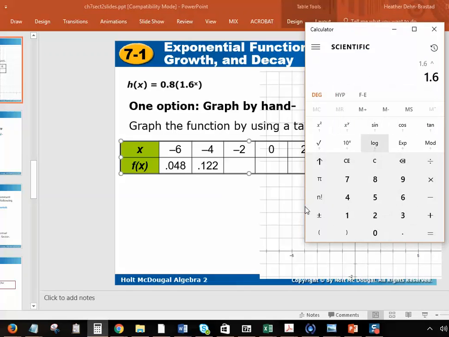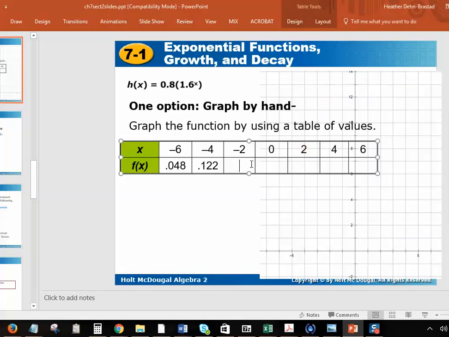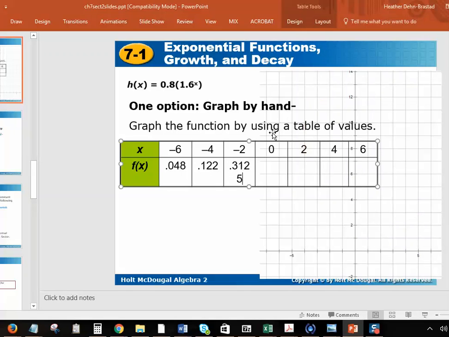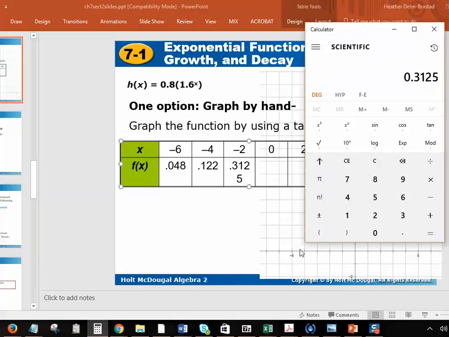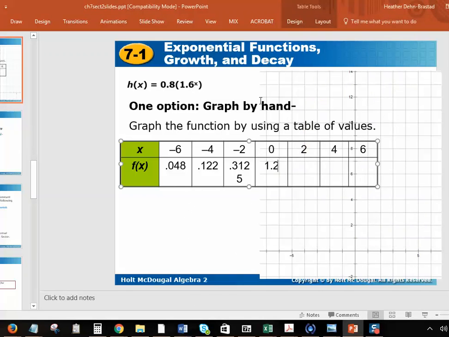1.6 to the -2 power, hit equals, and then multiply by the 0.8, the constant in front. And I get 0.3125. This is growing, but it's growing very slowly compared to our other ones. At 0, I can do this one in my head. Anything to the 0 power is 1. So I just need 1.6 times 0.8. Well, maybe I'll check that. 1.6 times 0.8 equals 1.28. And now it's starting to grow a little bit faster.